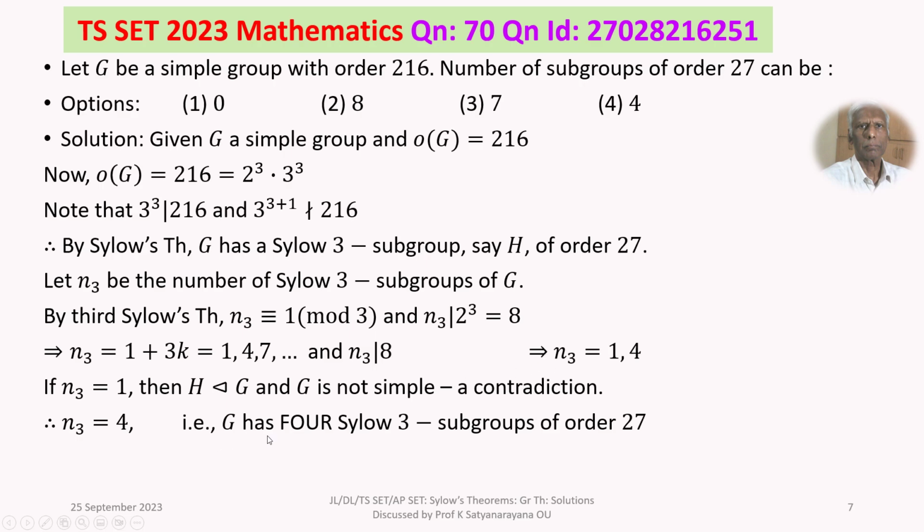That is, G has 4 Sylow 3 subgroups of order 27. So the number of subgroups of order 27 is 4. So the answer is option 4. That is the question that came in TS SET 2023, which is very similar to the earlier question. Now let's get into another question.